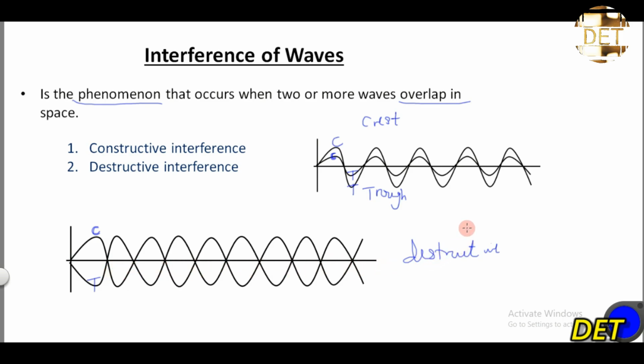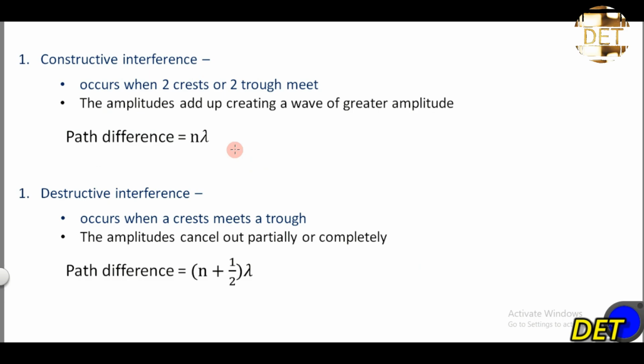Why is it destructive? Because it will eventually lead to destruction of the wave. The wave will cancel out completely or partially. So here there is an overlap and the overlap is constructive because two crests meet. This is a crest, this is a crest, they meet. This is a trough, this is a trough, they meet. This is a crest, this is a crest, they meet. This is a trough, this is a trough, they meet. But here, this crest and this trough are meeting together at the same time. So that is what makes it a destructive interference, and this is a constructive interference. So these are the two types of interference that we have.